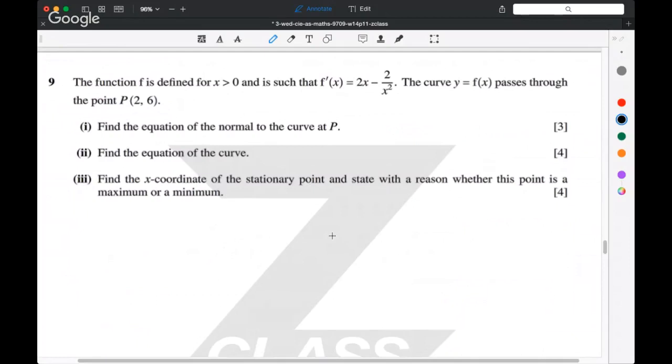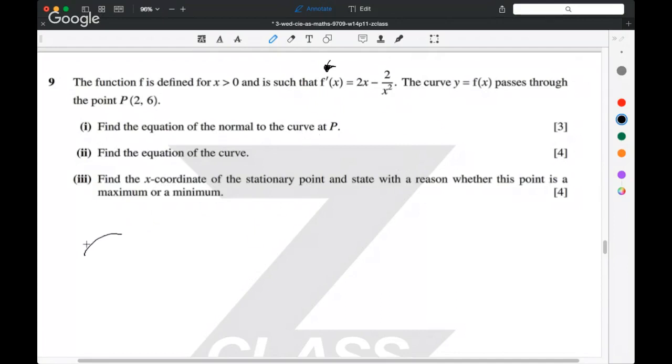Question 9. Here we're given a function, and we're asked to talk about it in the plane. We're given the derivative of a curve, so this is giving us the derivative of some curve. So we want the equation first of the normal to the curve. What does the normal mean?